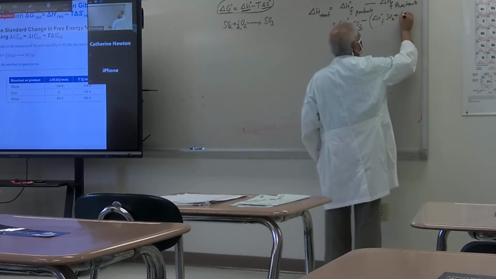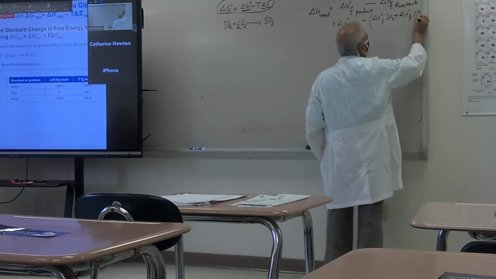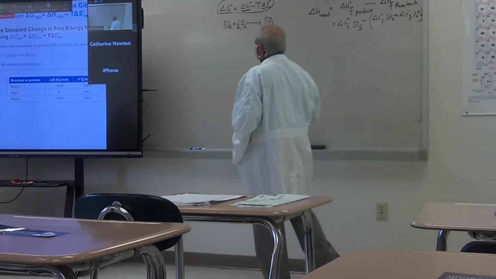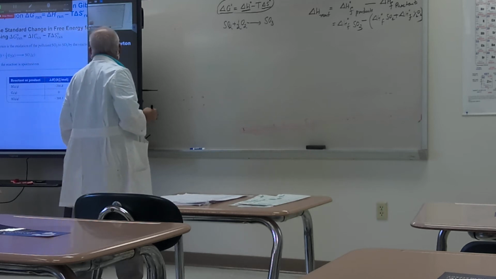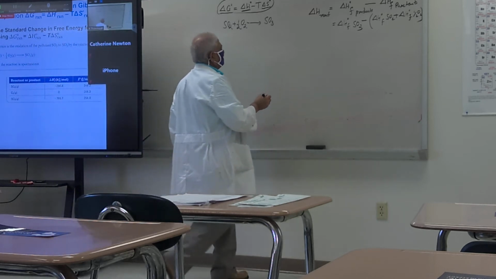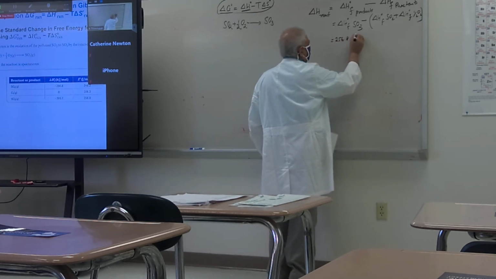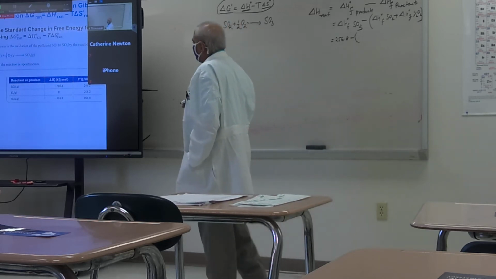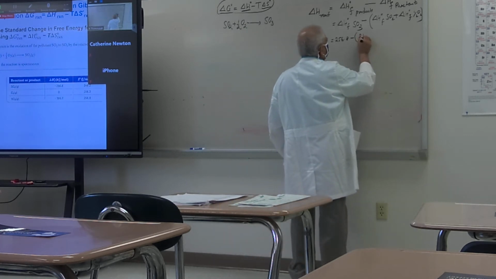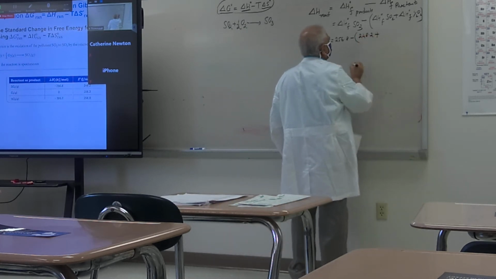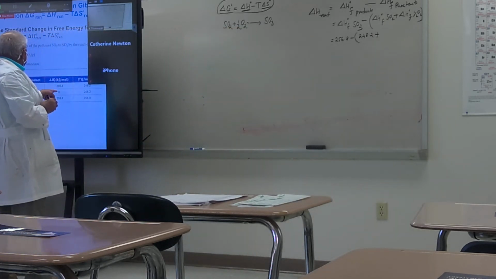SO2 plus delta H0 F of what? Half O. Here they have given delta H of sulfur trioxide as negative 395.7, minus, what is the delta H of sulfur dioxide? Negative 296.8, plus, what is the delta H of oxygen? It is 0.